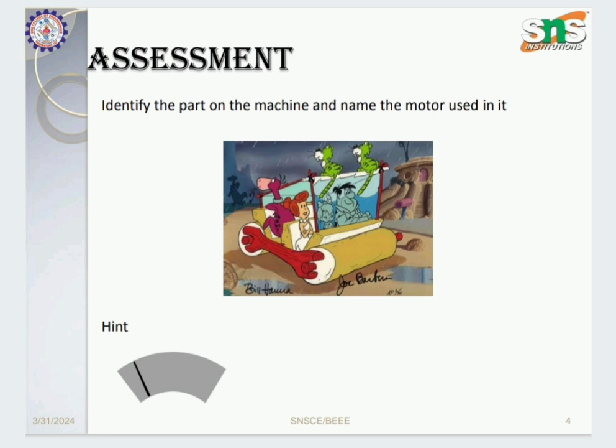Now, coming to the assessment part of it. This picture, can anyone remember? Yes, this is one of the famous cartoons called the Flintstones. Here I have given you a hint, and you are going to name one such machine which is represented in this image. You can take 5 to 10 seconds to guess. I have mentioned the name of the machine two to three times in this lecture series. Can anyone guess what the machine is? The hint is also given here.